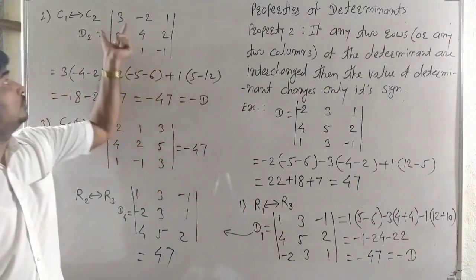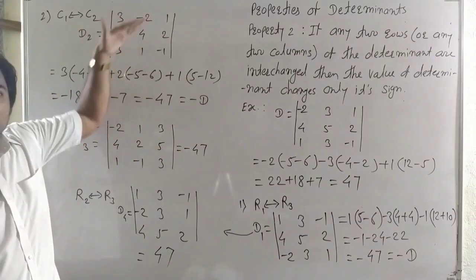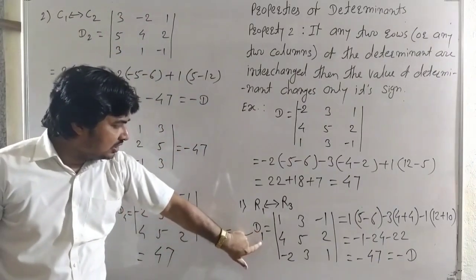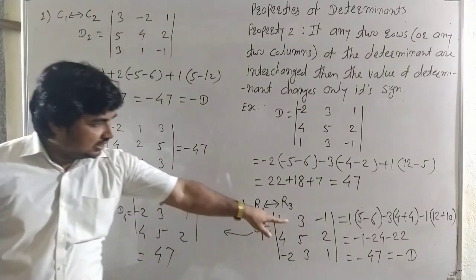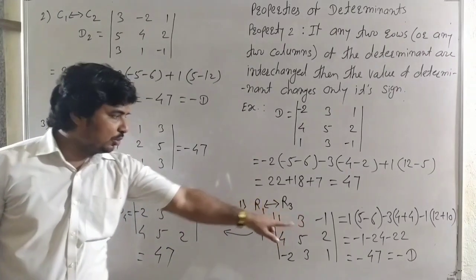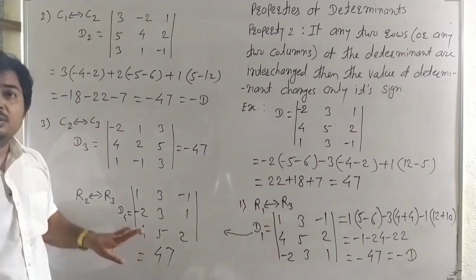It is the original determinant; we can interchange any two columns, then change the sign. When this is the original determinant and we interchange, the value of this determinant is minus 47, and the value of this determinant is 47.